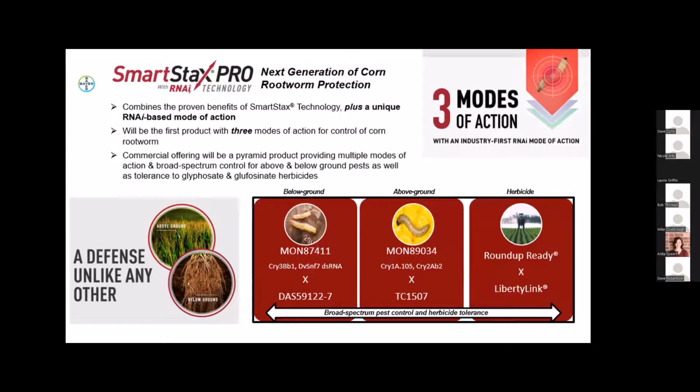So it'll be the first product on the market with 3 different modes of action for corn rootworm, but it's also built on the success of SmartStax. It also gives us protection from those above ground insect pests. We are going to be trialing 2 new hybrids in a small amount of plots this year, just to look at the performance from not only the yield and disease side of it, but also from controlling corn rootworm. So you'll hear more about that from us throughout the summer and into 2023.